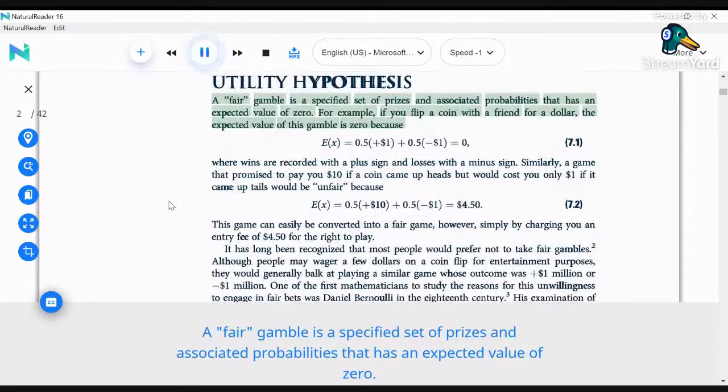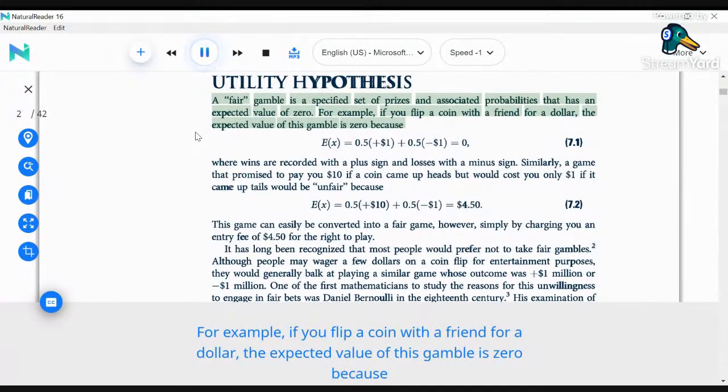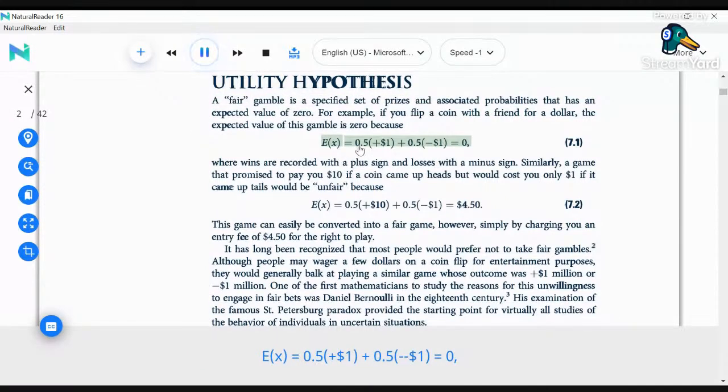A fair gamble is a specified set of prizes and associated probabilities that has an expected value of 0. For example, if you flip a coin with a friend for $1, the expected value of this gamble is 0 because E(x) = 0.5 times plus $1, plus 0.5 times minus $1, equals 0.